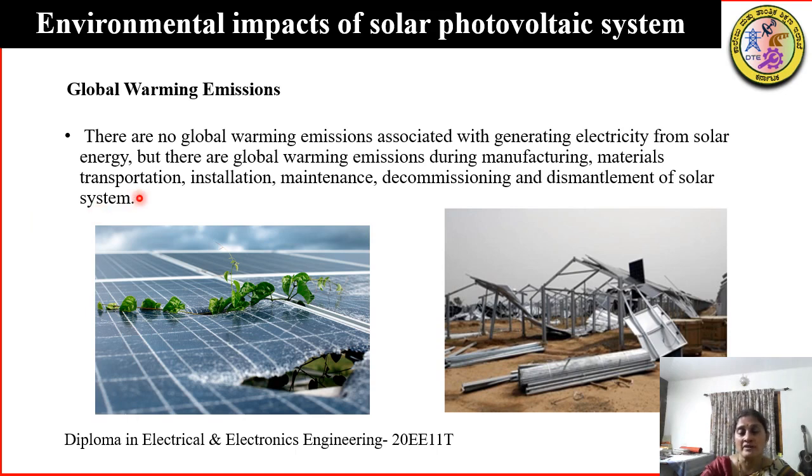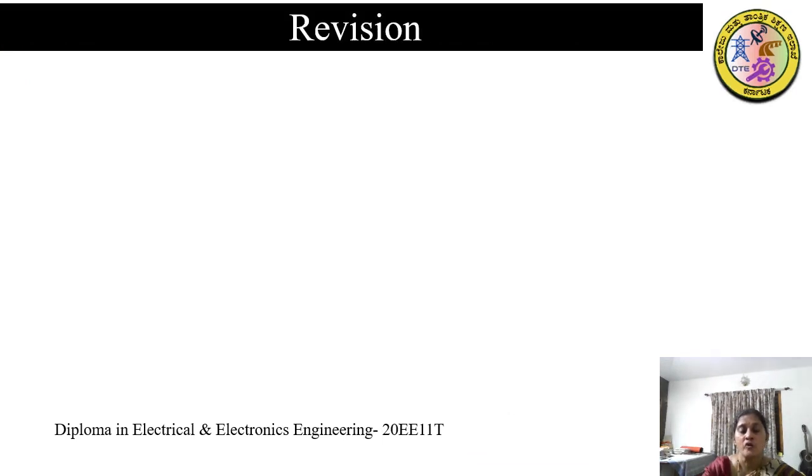I hope you have understood how the environment gets affected, and we have assessed the effect of the PV system on the environment. I hope you understood the advantages and disadvantages of a solar PV system and the impact of the PV system on the environment. Now let us have a quick revision.